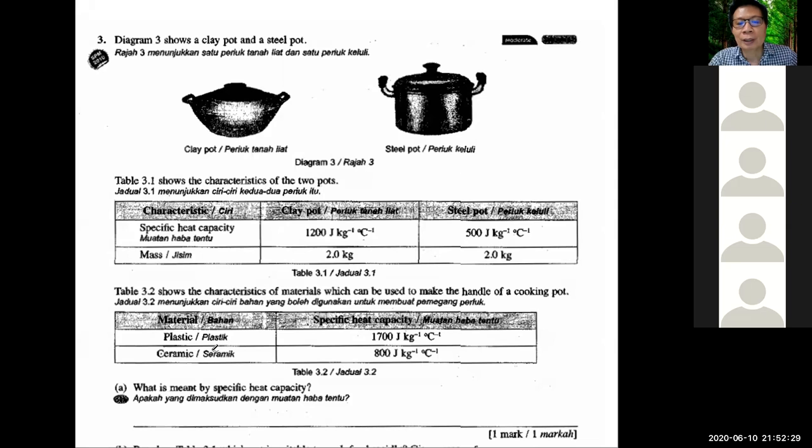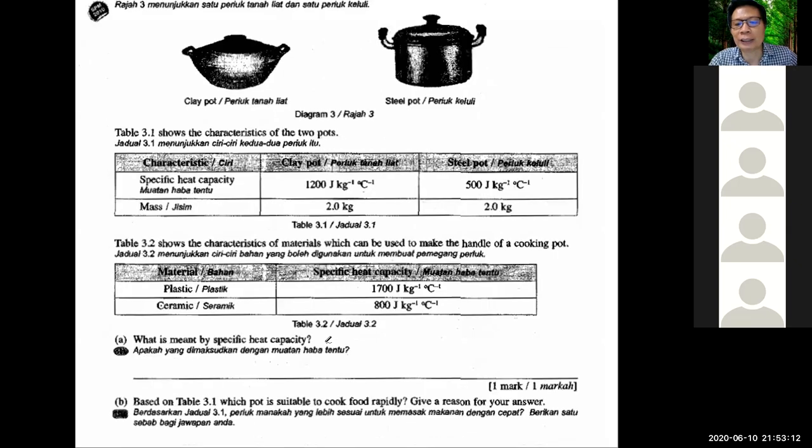Next, the table shows the characteristics of materials which can be used to make the handle of the cooking pot. Remember, the handle must not become hot easily. So must use a material with large specific heat capacity. Plastic 1,007, ceramic 800. So I think choose plastic, because bigger specific heat capacity. Bigger specific heat capacity means more difficult to become hot. The handle won't get hot. Understand? Now the first question.